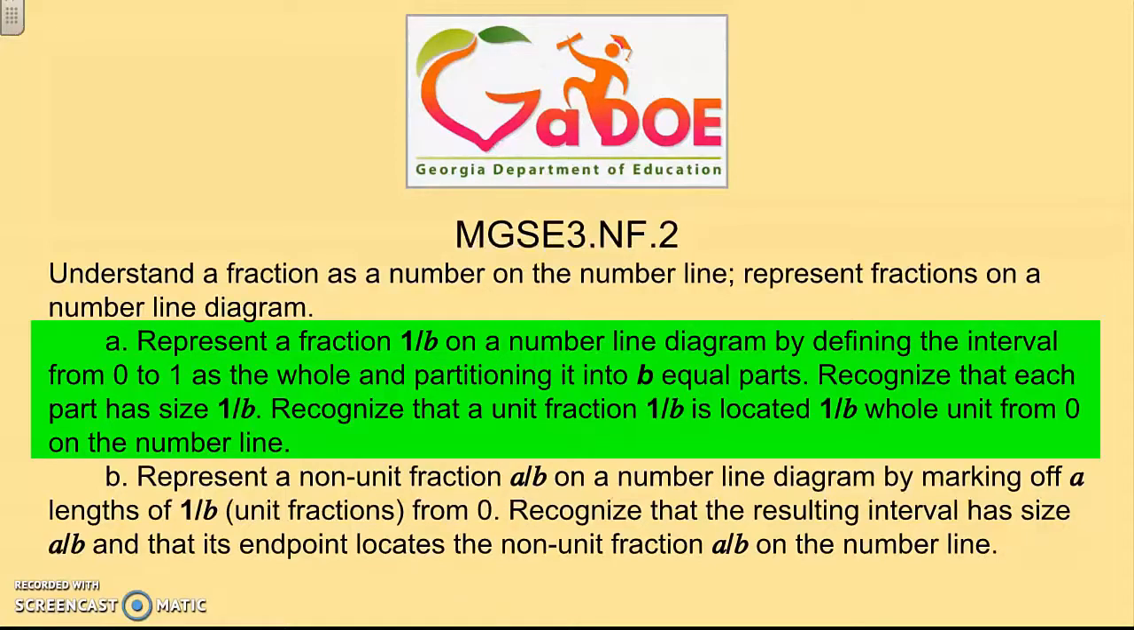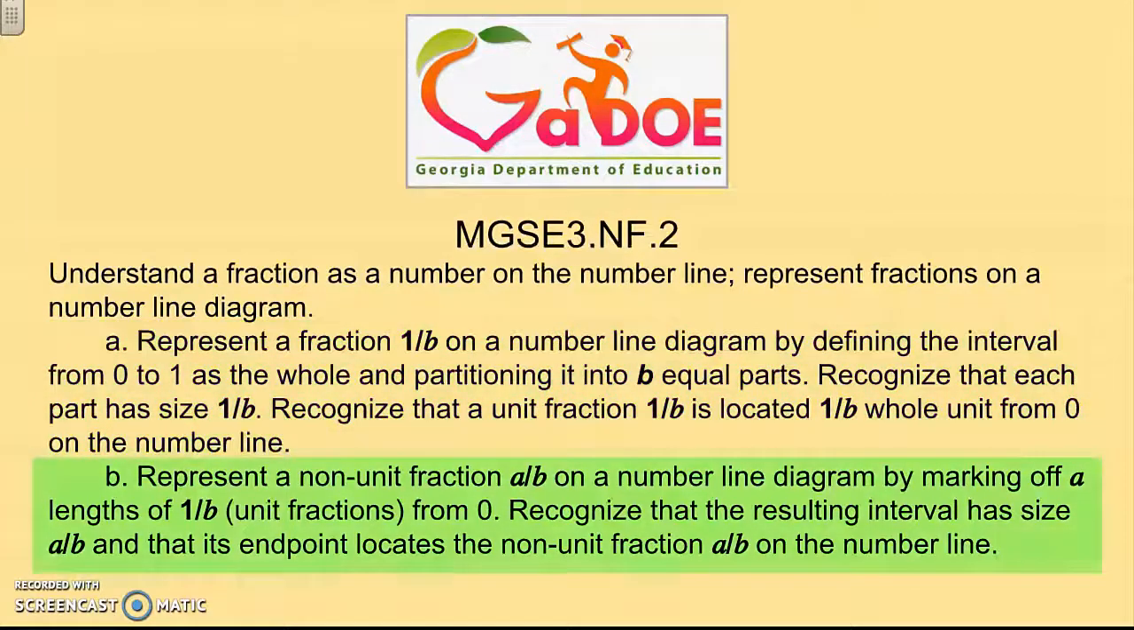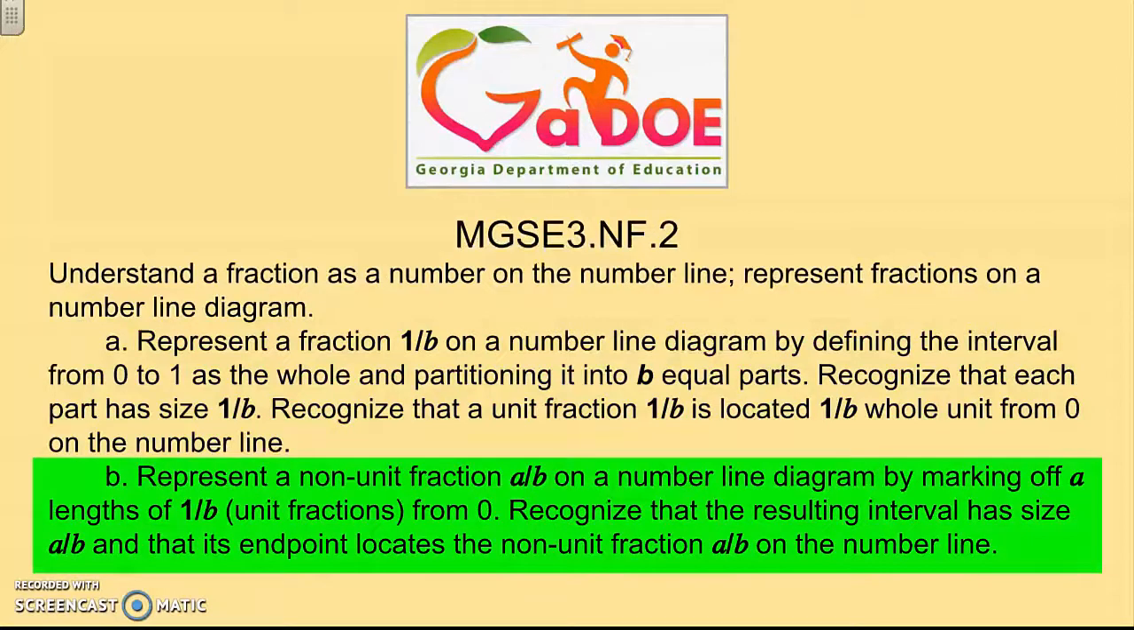Recognize that each part has size 1/b. Recognize that a unit fraction 1/b is located 1/b whole unit from 0 on the number line. Part B. Represent a non-unit fraction a/b on a number line diagram by marking off a lengths of 1/b, unit fractions, from 0. Recognize that the resulting interval has size a/b and that its endpoint locates the non-unit fraction a/b on the number line.